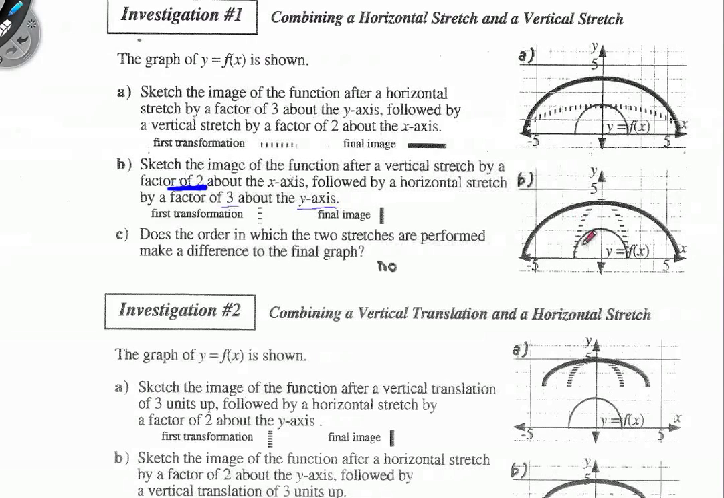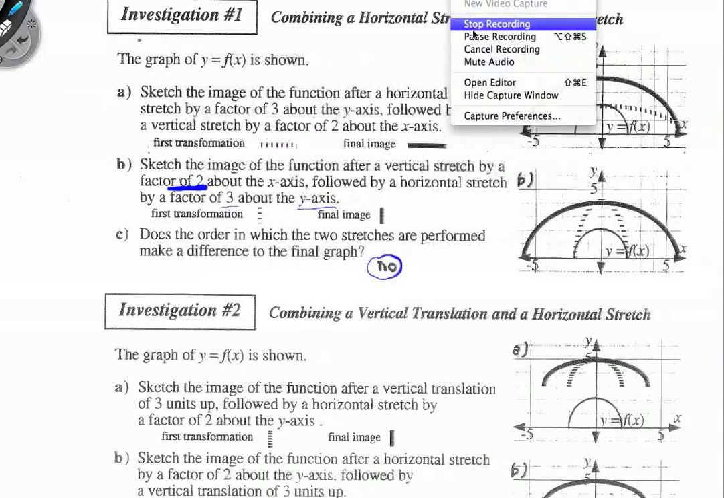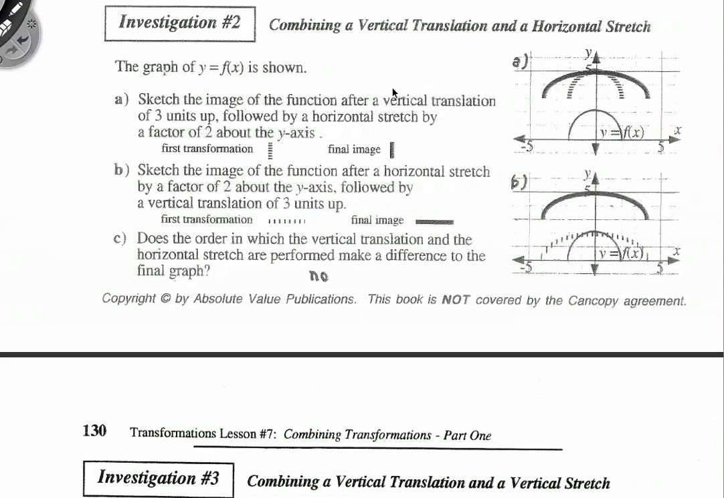So notice what happens in both these. Does the order in which the two stretches are performed make any difference to the final graph? And the answer is no. A horizontal followed by a vertical, or a vertical followed by a horizontal stretch does not seem to make any difference. So we'll get to some general rules regarding order once we've gone through these investigations.